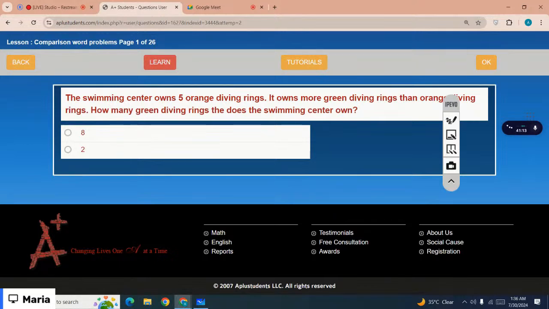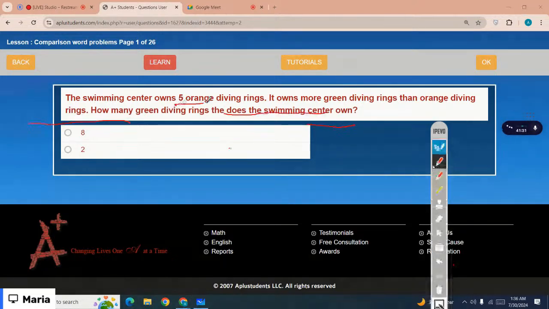The swimming center owns five orange diving rings. It owns more green diving rings than orange rings. How many green diving rings does the swimming center own? They have five orange rings, right? Hold on. They have five orange rings. It owns more green diving rings.